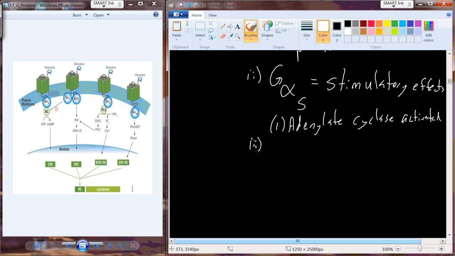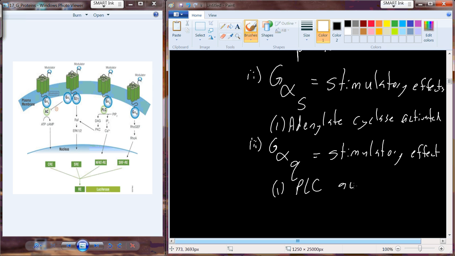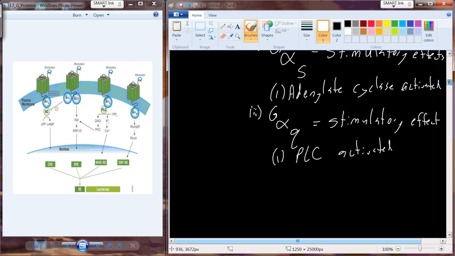Another type of G protein, or alpha subunit, is G alpha Q. This is also going to have a stimulatory effect. And this will lead to activation of another enzyme that you're all pretty familiar with, and that's PLC, phospholipase C. Hopefully you recognize that as the enzyme that begins the PIP2 pathway, leads towards production of IP3 and then calcium regulation. So G alpha S goes to adenylate cyclase, G alpha Q goes to phospholipase C. A series of different hormones utilize this particular mechanism: antidiuretic hormone, also known as vasopressin, angiotensin 2, calcitonin, and also histamine.